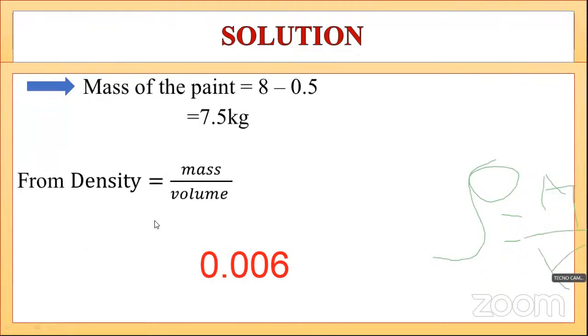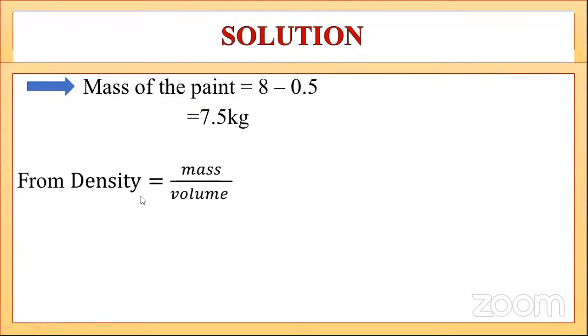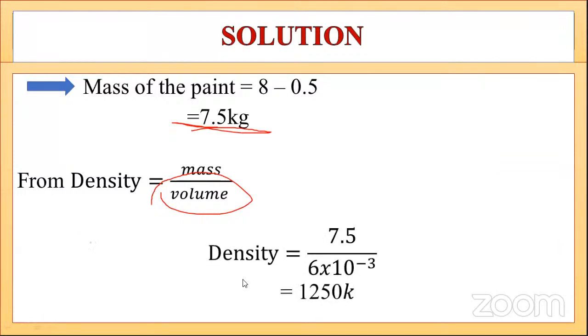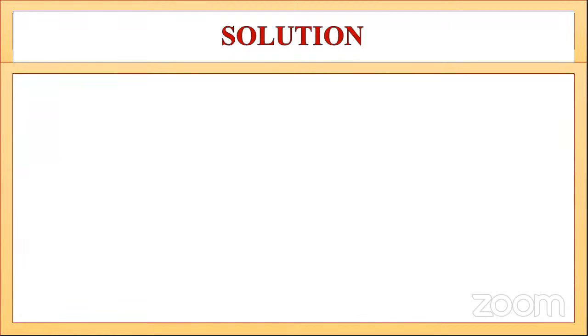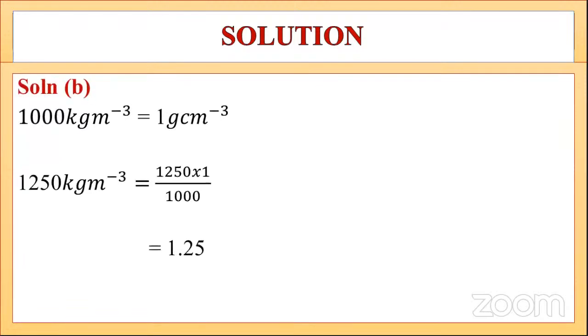Then we say density equals mass divided by volume. So mass is already 7.5. Volume was already 0.006. Is that okay? Good. Then we divide that. When we divide, we get this as the answer. Is that clear? Very good. Can I go to the next thing?